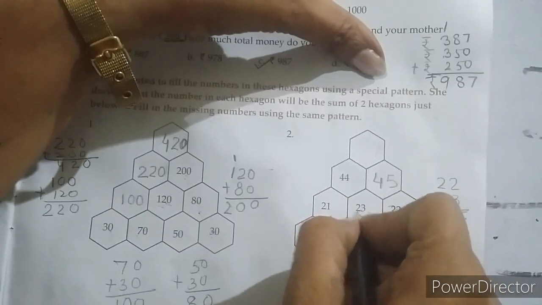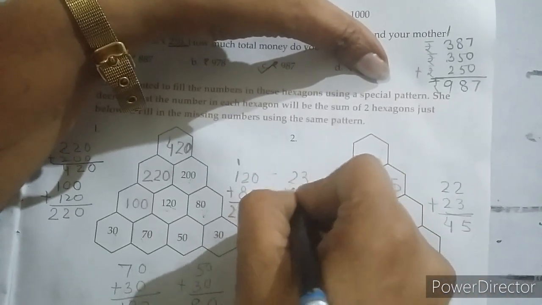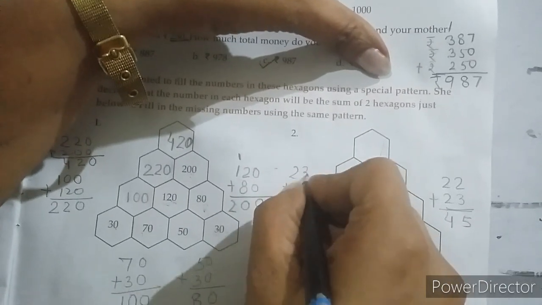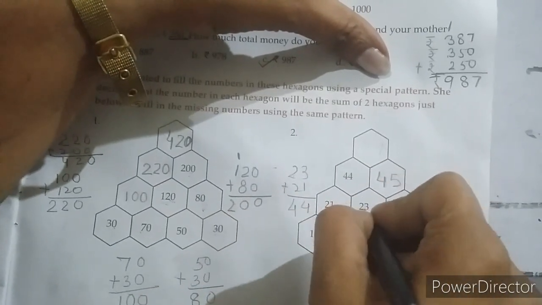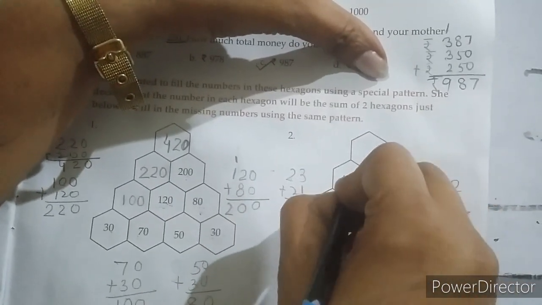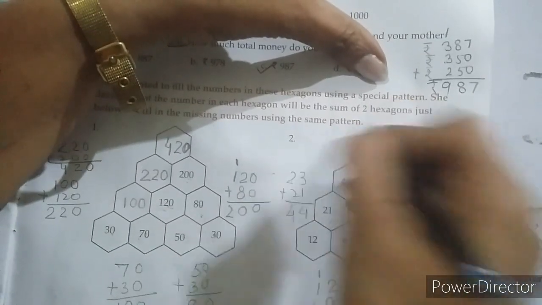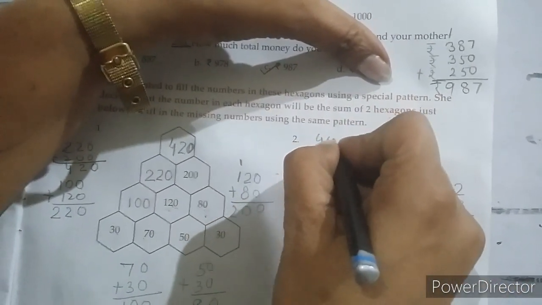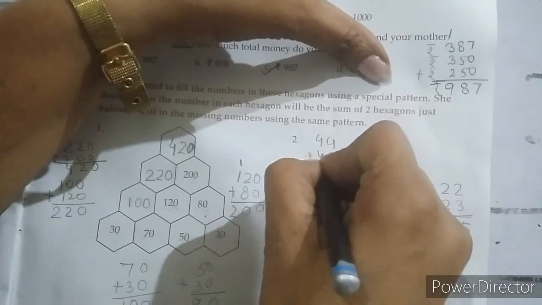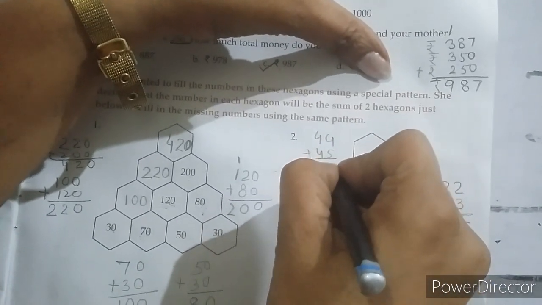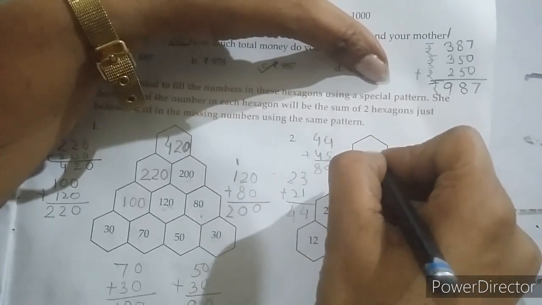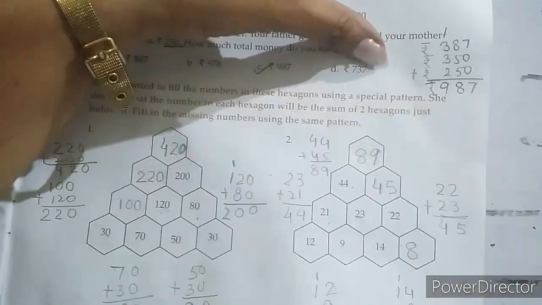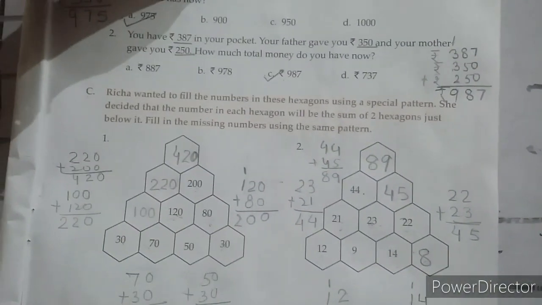Now again 23 plus 21. 23 plus 21 is equal to 3 plus 1, 4. 2 plus 2, 4. So 23 plus 21 is equal to 44. Again students, 44 plus 45 is equal to 4 plus 5, 9, 4 plus 4, 8. So 44 plus 45 is equal to 89. So completed students?